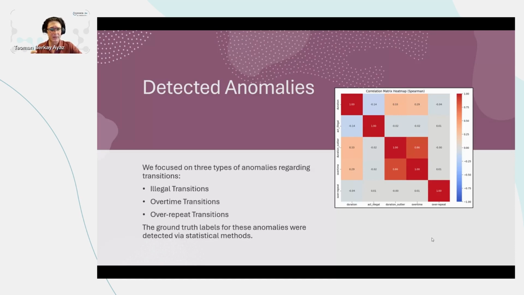The second type of anomaly we focused on is the overtime anomaly, which essentially is when the duration for a transition is significantly longer than it should be. The last one is the over-repeat transition anomalies, which focuses on the identification of transitions which are repeated way too frequently in a business process trace.